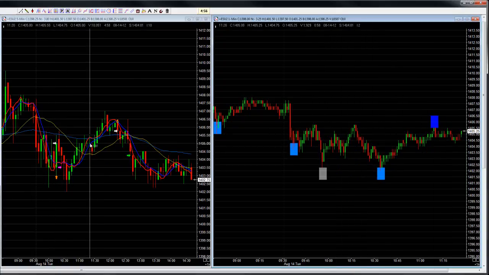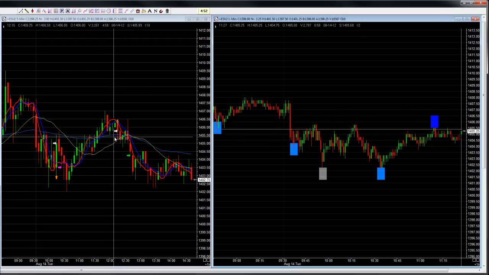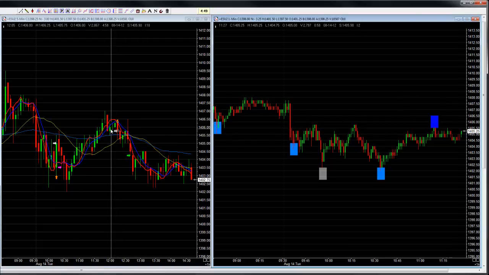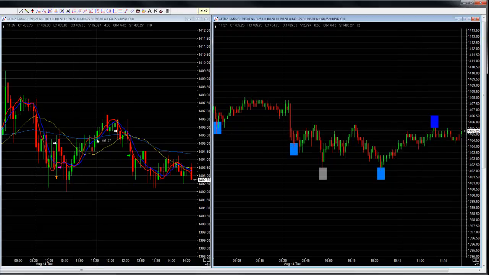Eventually they've pushed up, they've gone higher here. This 5-minute fade, even though it's failed, it's quite a good area. It's an area where it potentially could have got a lot higher. There's a good bit of support here at 1405.50.